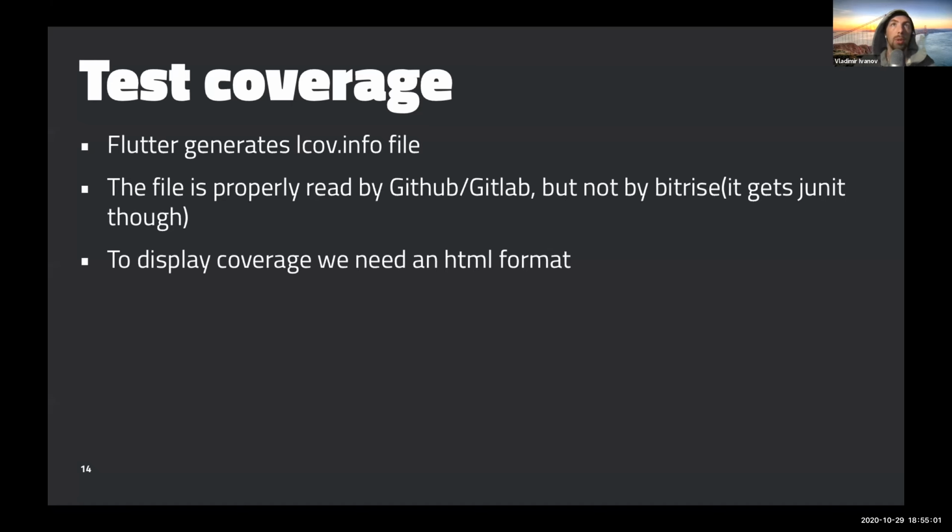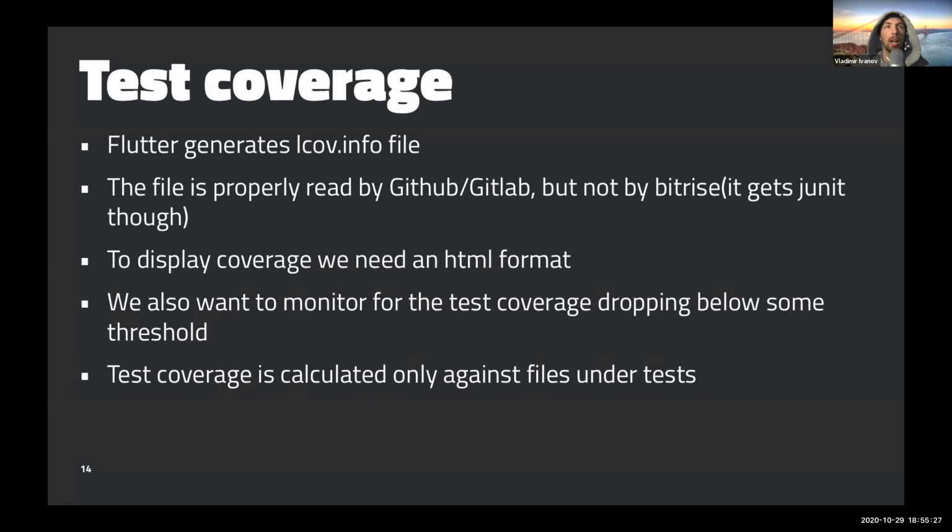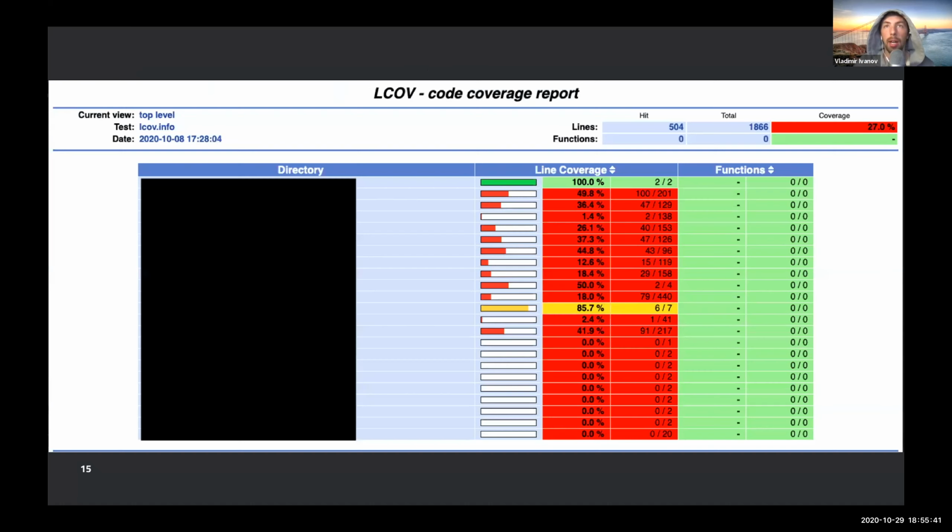And this is what we're actually doing. So we display the coverage in HTML format, but we need to convert the info file to this format. Also, what we want to do is that we want to monitor that every new pull request coming into the code base doesn't lower the test coverage for our project. So worsening the quality. So that's why we want to monitor on this. There's a downside for the test coverage for Flutter. Well, it's working only against files that are covered under test, but it's out of scope for now. So this is how the code coverage report looks like. And we have this report generated for every PR verification workflow, so that's great.